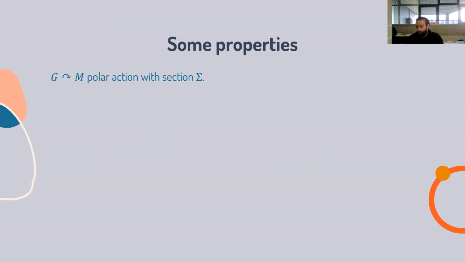Now, the second question that could come to mind is if there is a relationship between the geometry of the submanifold sigma and the geometry of the ambient manifold. So we could try to codify this relationship by means of the shape operator or the second fundamental form. And we will see that in reality, both of these objects vanish. To do it, let's start again with a point that belongs to a principal orbit. So these are called regular points.